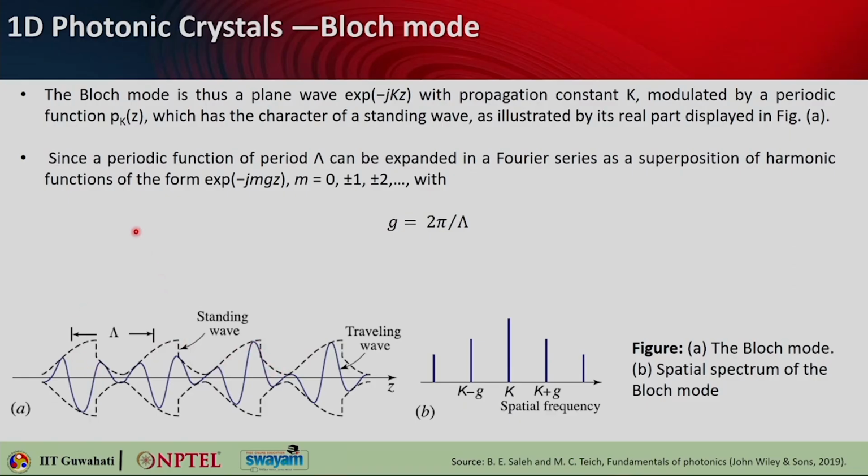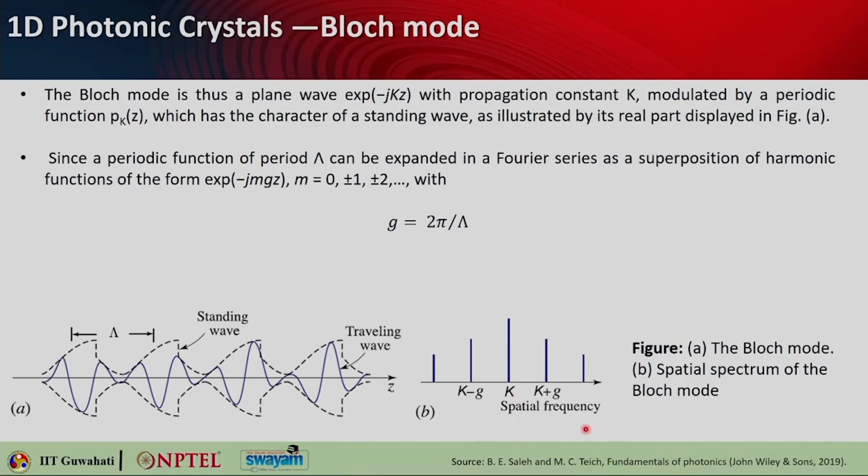Okay. Now, since the periodic function of period given as capital lambda can be expanded into its Fourier series as a superposition of the harmonic components of the form exponential minus j m g z, where m is nothing but 0, plus minus 1, plus minus 2 and so on. So, what will be g? That will be 2 pi by capital lambda. So, you can actually draw the spatial spectrum of the Bloch mode in this form.